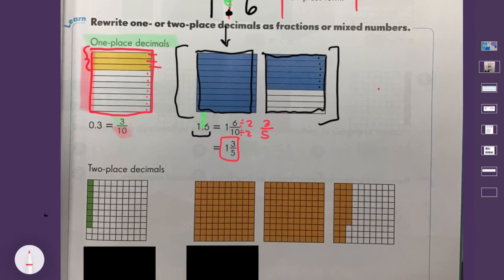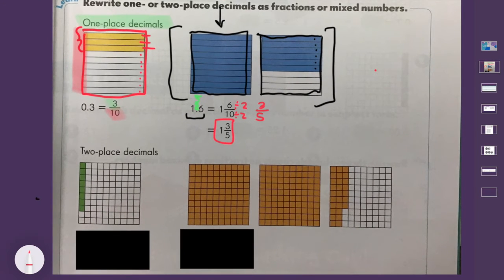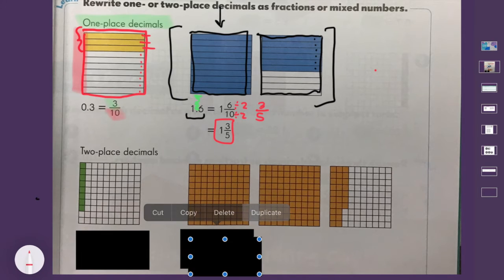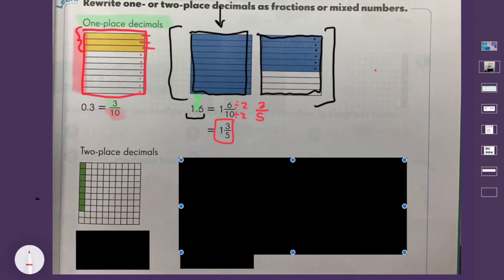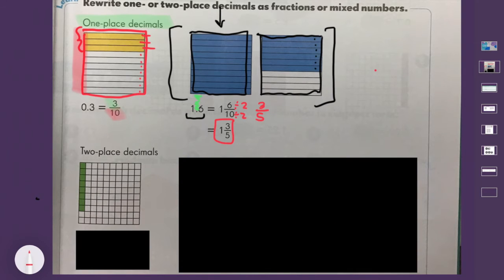Okay, now that we've had the chance to look at one place decimals, now we're going to look at 2 place decimals. So let's just focus on this first one here. So again, if this flat is my whole, I can see now it's divided into 100 equal parts. So now I know I'm dealing with hundredths. So let's count to see how many hundredths are shaded in. 1, 2, 3, 4, 5, 6, 7, 8 hundredths are shaded in.